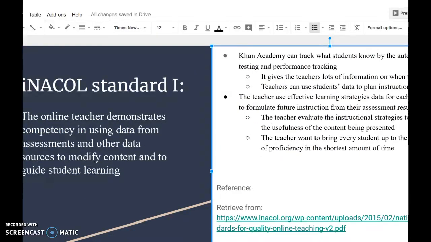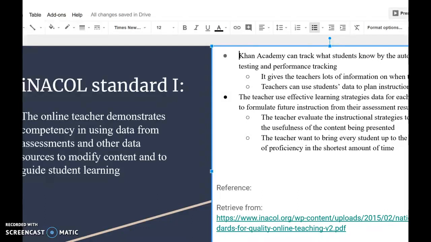Last but not least, InTASC Standard I. The online teacher demonstrates competency in using data from assessments and other data sources to modify content and to guide students' learning. Well, Khan Academy can track what students know by the automated testing and the performance tracking. It gives the teachers lots of information on when to intervene when the student is not doing too well. It also uses the data to plan instruction.